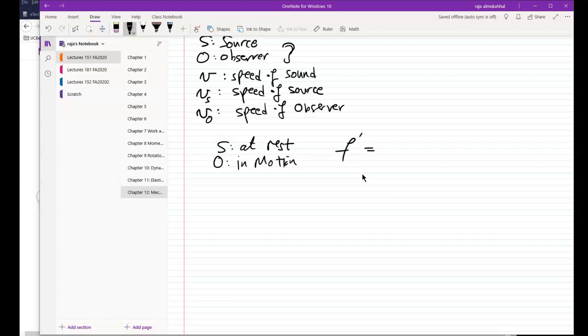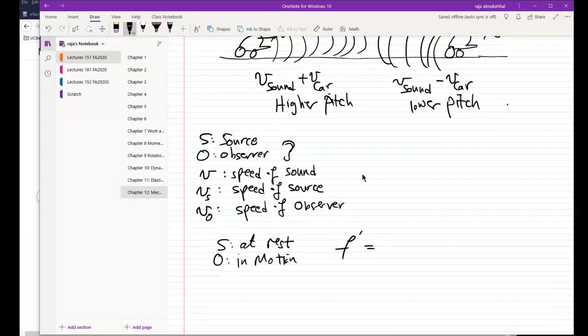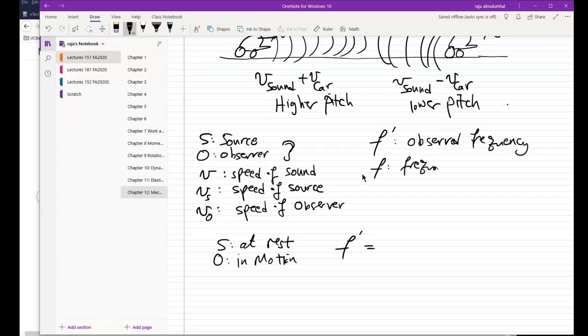we're going to call it F prime. This is the observed frequency. Maybe I should have written that. Observed frequency. Frequency. Okay? And that's F here, the frequency of the source, sorry.